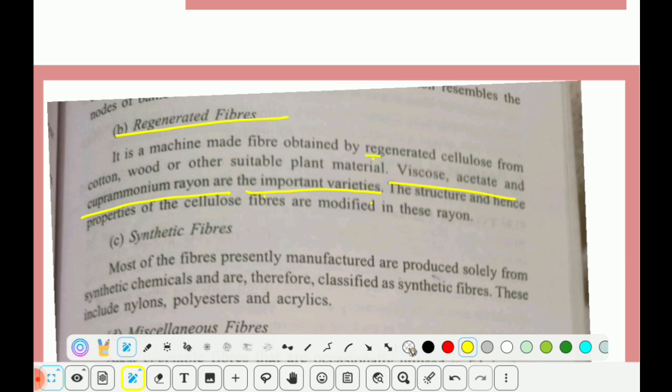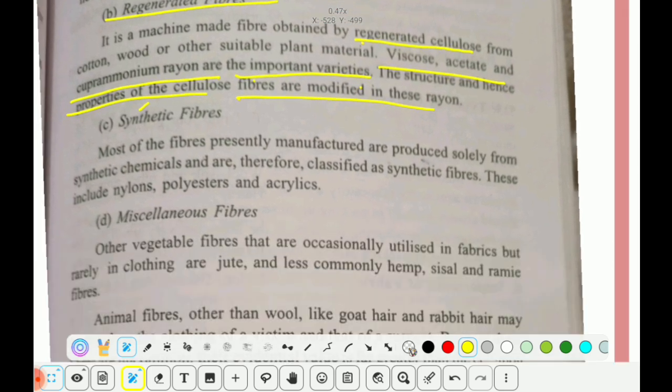The machine made fiber obtained from regenerated cellulose. Cellulose is obtained from plants, I hope all of you know it. Then it has some structural and other properties of cellulose as well. Why? Because it is obtained from cellulose. So the fibers which are regenerated in nature will also contain the properties of the raw material from which they are prepared.